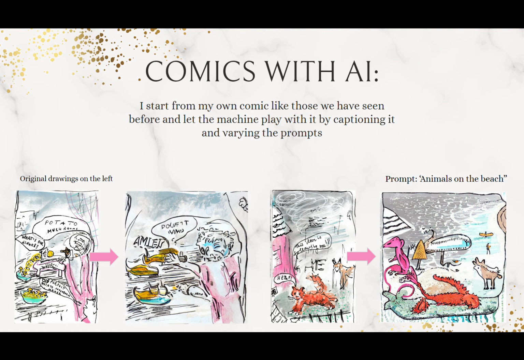Here we've got the original drawing on the left, a drawing of me making potato mushrooms with a spiralizer machine. Then these are fed into the machine learning tool and the artwork output is on the right. And the same with Animals on the Beach. Here you have the original hand-drawn comic and then the artwork produced by the machine.